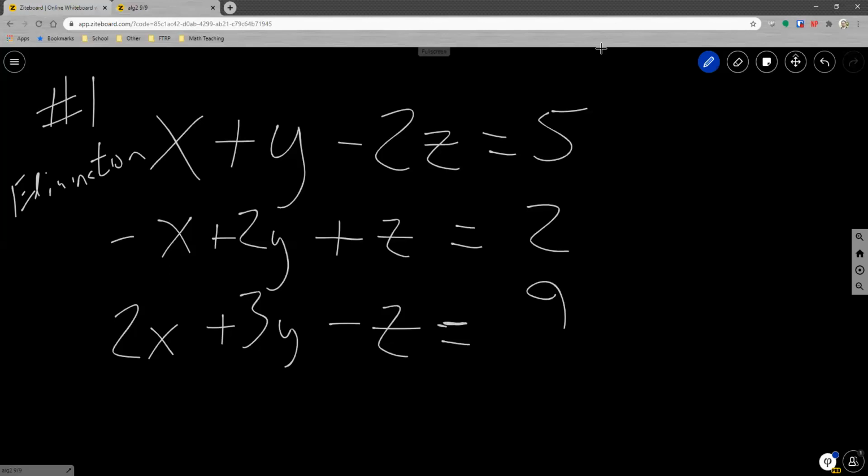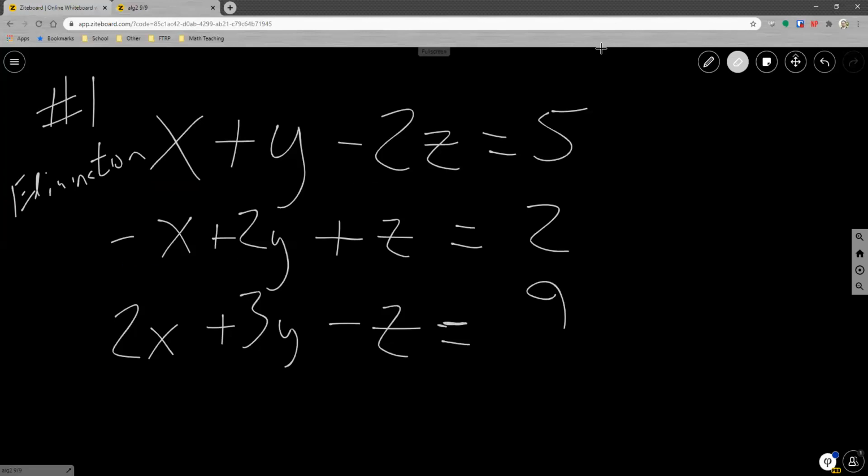So my strategy is to find variables that have either a plus or minus 1 attached to them, because those are the easiest ones to manipulate to eliminate other variables. And as I can see, I've got a positive 1x, a negative 1x, and a positive 2x. So I could use x very easily. I've got positive 1y, 2y, and 3y. I could also use the y on this first equation to eliminate the other y's. And also my z's. I've got negative 2z, positive 1z, and negative 1z. So I could use any variable I really want with relative ease and delete the other variables of that type.